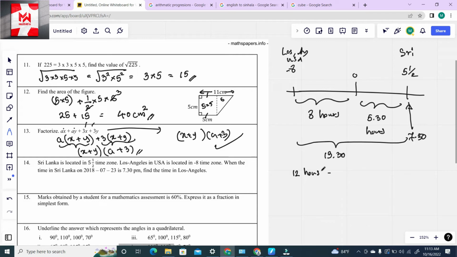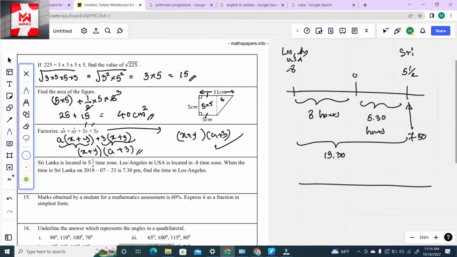When we go back, it's like this. Now 7:30 p.m. We want to go back 13 hours and 30 minutes.